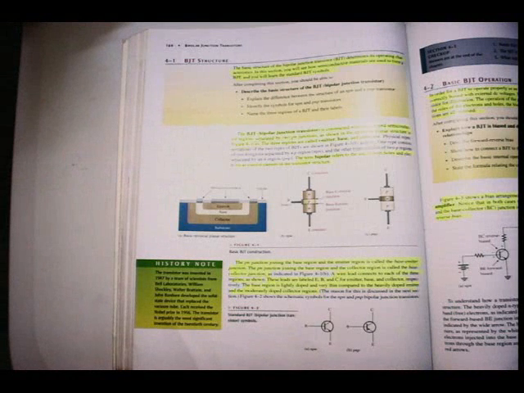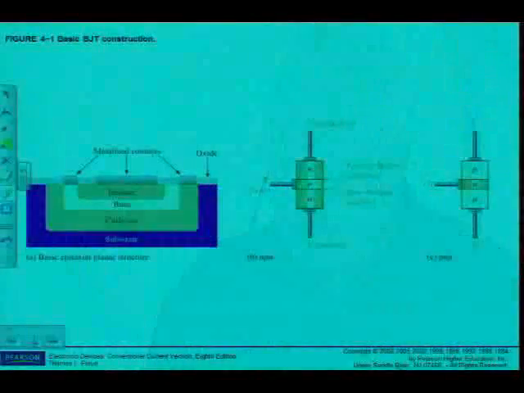The introductory paragraph says the basic structure of the bipolar junction transistor, BJT, determines its operation characteristics. In this section, you will see how semiconductor materials are used to form a BJT, and you will learn the standard BJT symbol. So that's what we're going to cover in this section, a part of it. Okay, if we go back to the first figure in this chapter, there's the basic BJT construction.